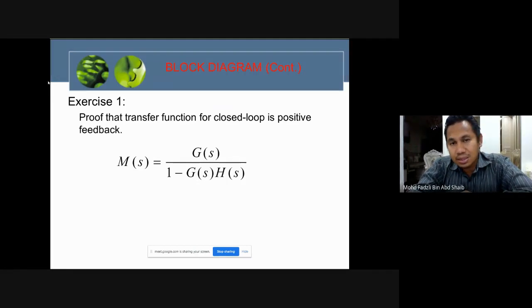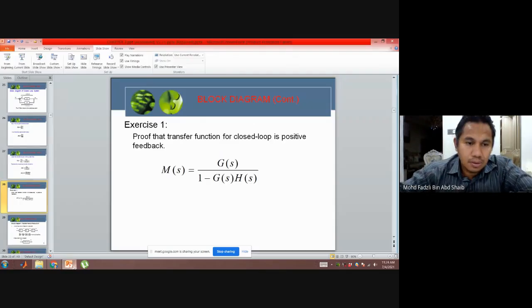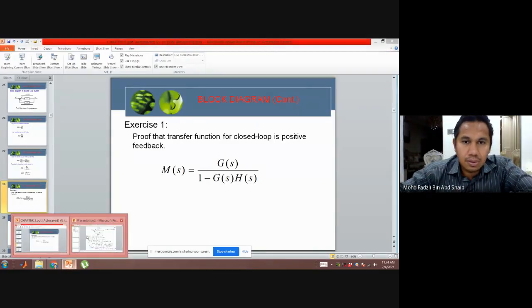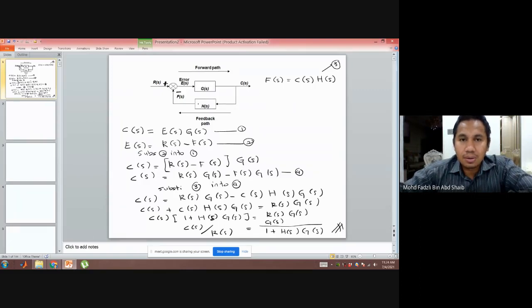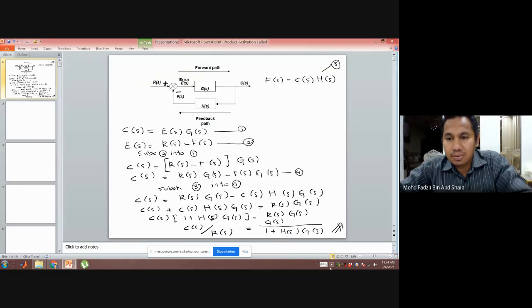This one you need to try by yourself, doing it step by step as I showed you. But this one has positive feedback. It is the same figure, but we have positive feedback.